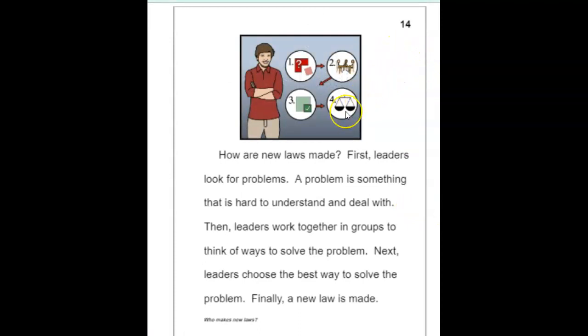How are new laws made? First, leaders look for a problem. A problem is something that is hard to understand and deal with. Then leaders work together in groups to think of ways to solve the problem. Next, leaders choose the best way to solve the problem. And finally, a new law is made.